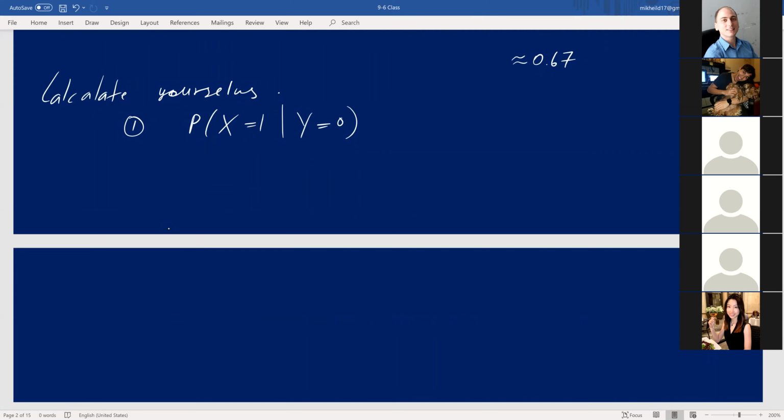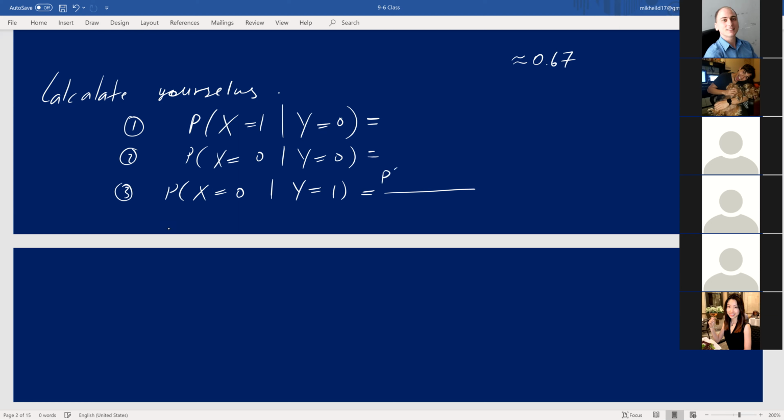So calculate this yourselves. Also the probability that x equals 0 and y equals 0, and the last one, the probability that x equals 0, conditional on y equals 1. I will do this one for you. What will I have in the numerator? I will have the joint probability, x equals 0 and y equals 1, divided by the probability that y equals 1.